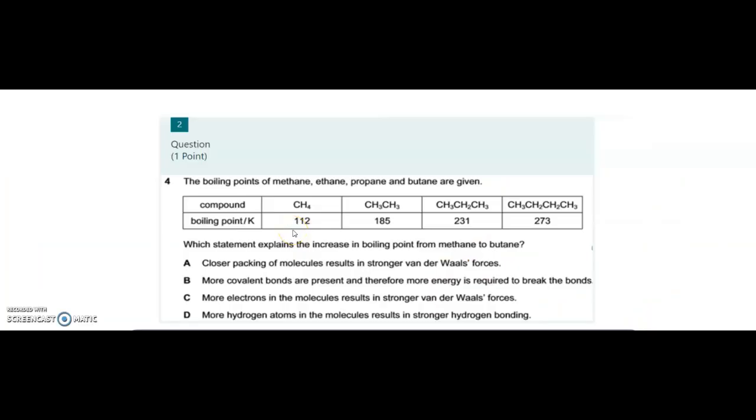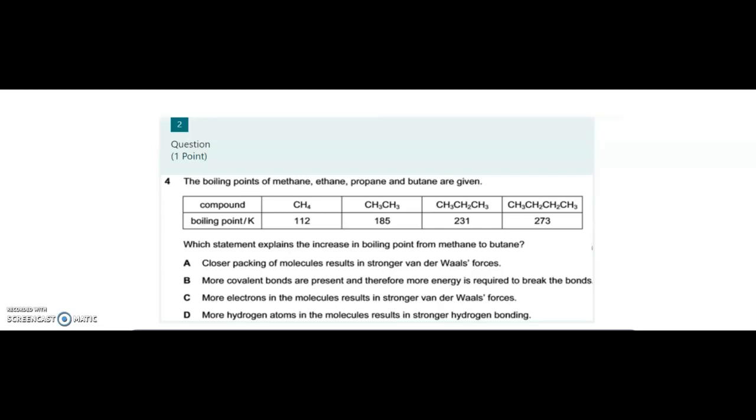Okay, for this question, the boiling points of methane, ethane, propane, butane are given, and you can see a gradual increase in boiling points, and one trend you can say is that as the chain length increases, boiling point increases. So option 1, closer packing of molecules results in stronger van der Waals forces. But the reason for higher boiling points is van der Waals forces. So we will find the statement which says an increase in van der Waals forces increases the boiling point.